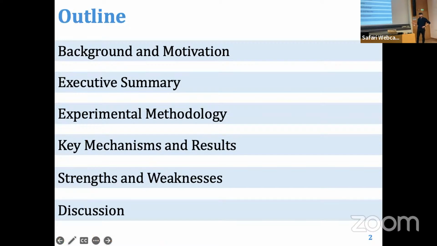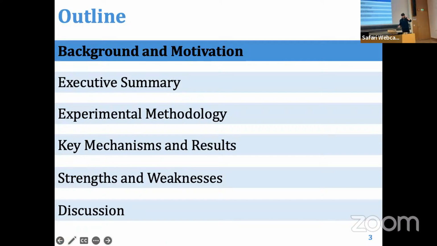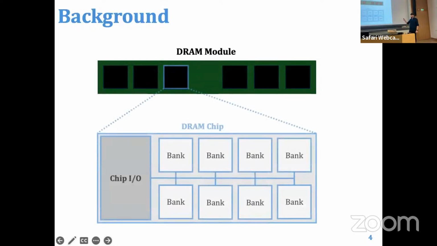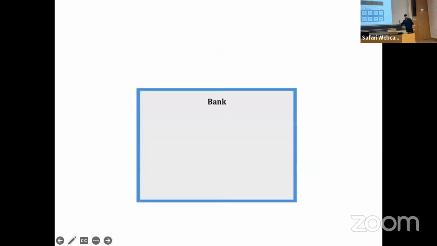I'm going to go into details, and we're going to look at strengths, weaknesses, and the discussion. First, let's see some background. We have seen this many times in the lectures, but this is a DRAM module. It consists of DRAM chips. Each chip has input-output circuitry and an array of banks, which are all connected with this circuitry.